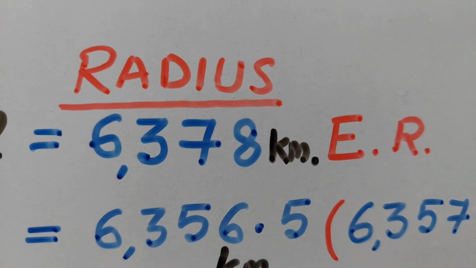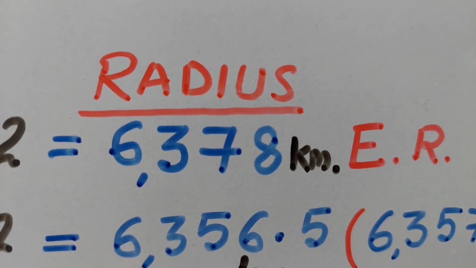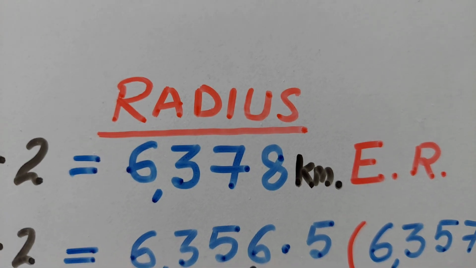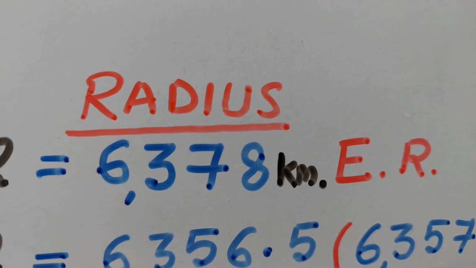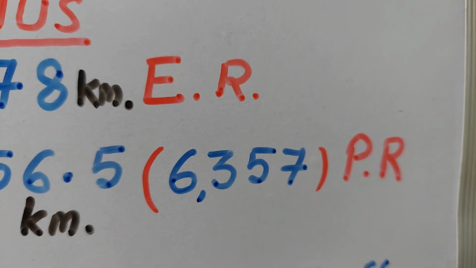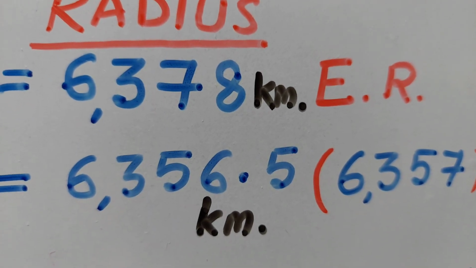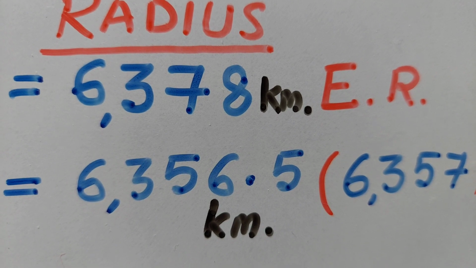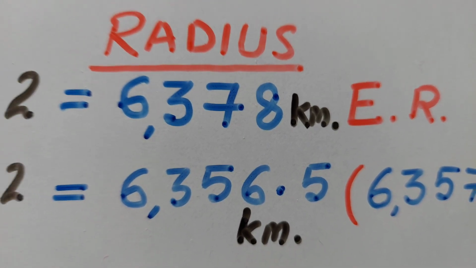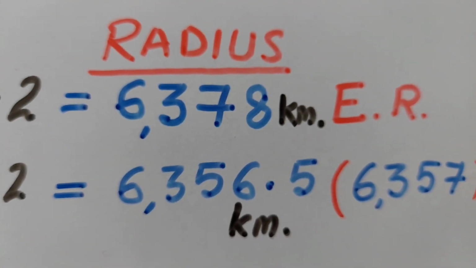Similarly, the equatorial radius, radius means half of the diameter, is 6,378 kilometers, and towards the pole, the polar radius is 6,356 and a half, that is, if you round off, 6,357 kilometers.